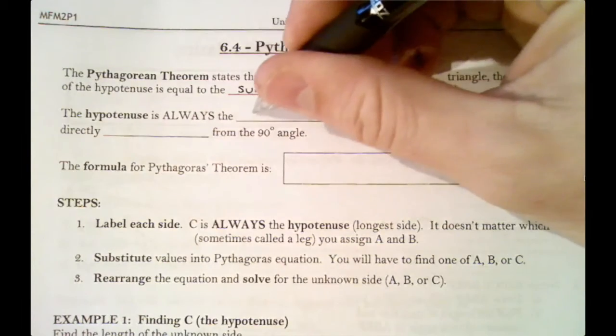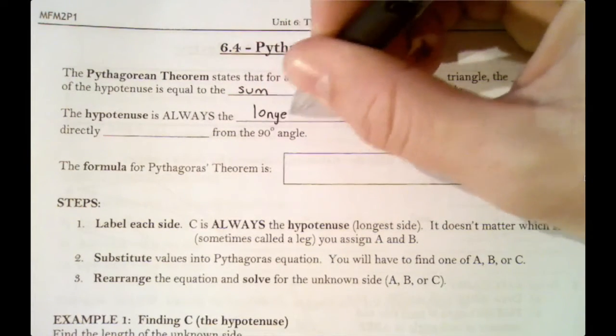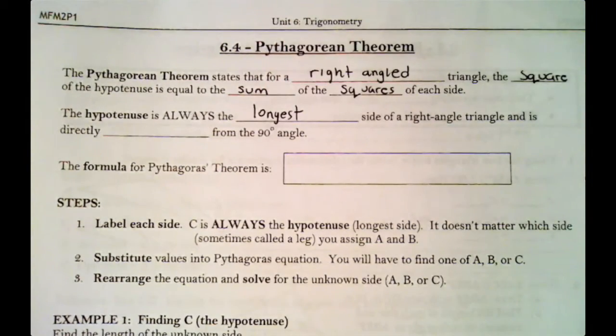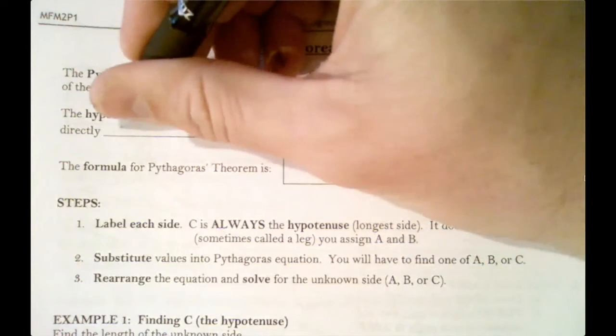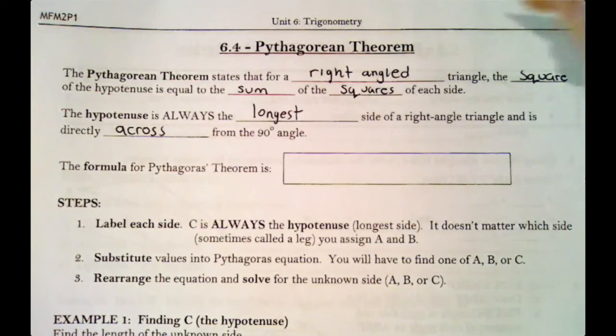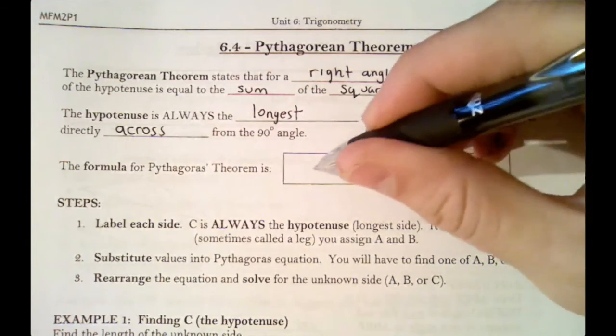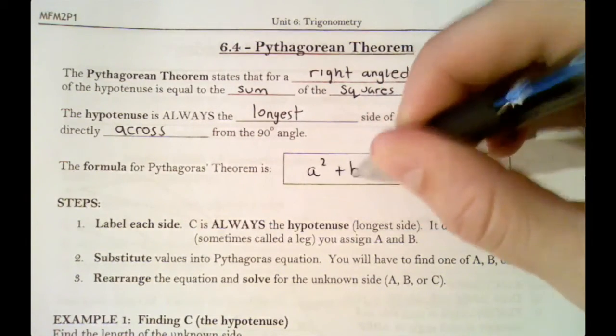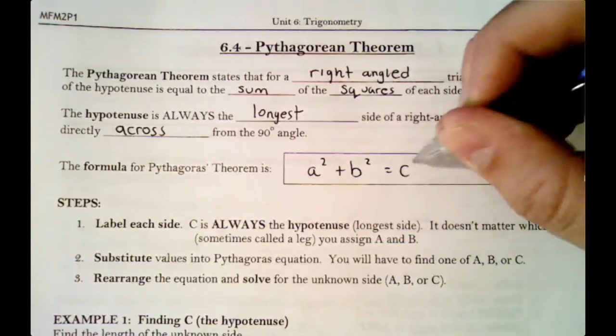The hypotenuse is always the longest side of a right angle triangle and is directly across from the 90-degree angle. The formula for Pythagorean theorem is a squared plus b squared equals c squared.